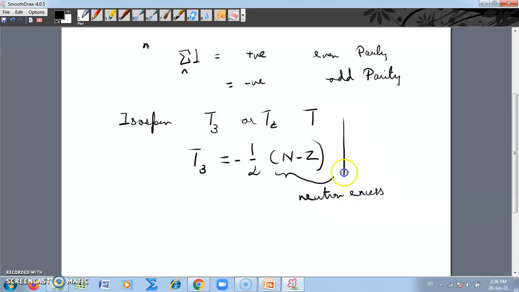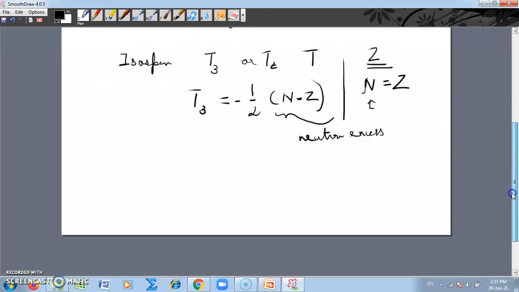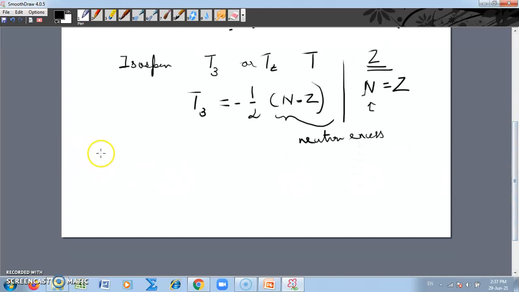Why neutron excess? Because you see, in lower atomic number elements, the number of neutrons is equal to the number of protons, but as the atomic number Z increases, it is found that N increases, and so we have N minus Z. So T3 of a nucleus is given by minus half of N minus Z. That's quite easy to calculate once you know N and Z.